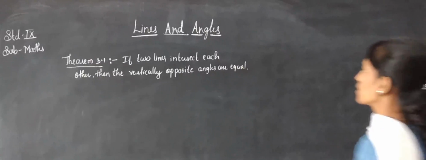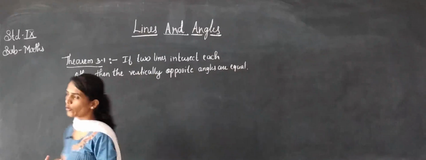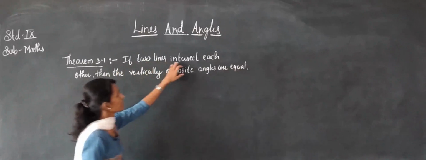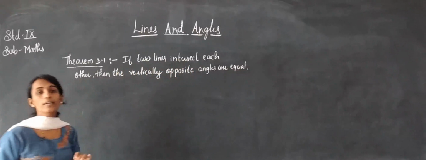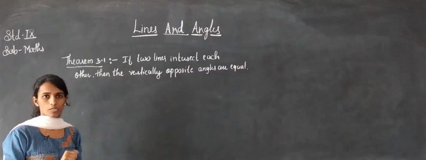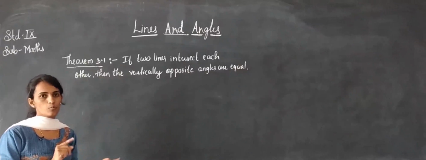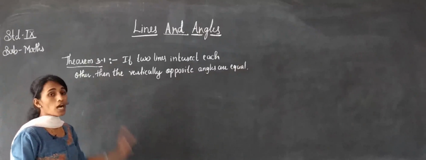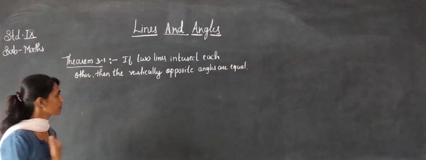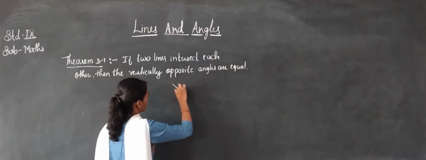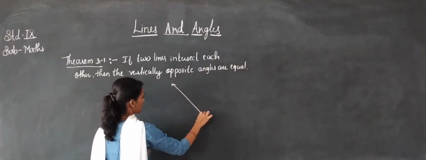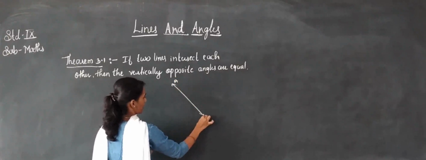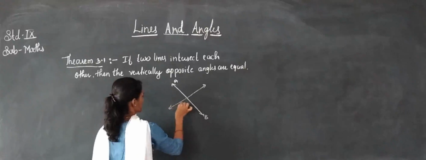Okay. Now the theorem, that is Theorem 3.1. If two lines intersect each other, then the vertically opposite angles are equal. Already while explaining vertical angles, I told you that whichever pair of vertical angles, they are equal. So how do we have to prove this? By proof.